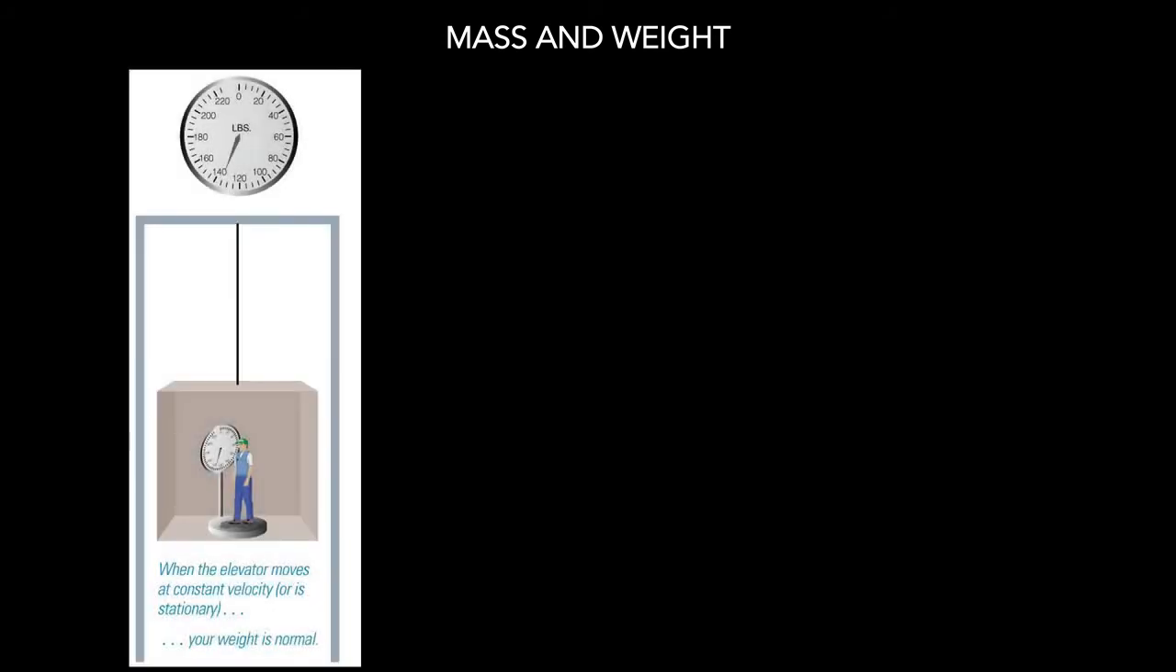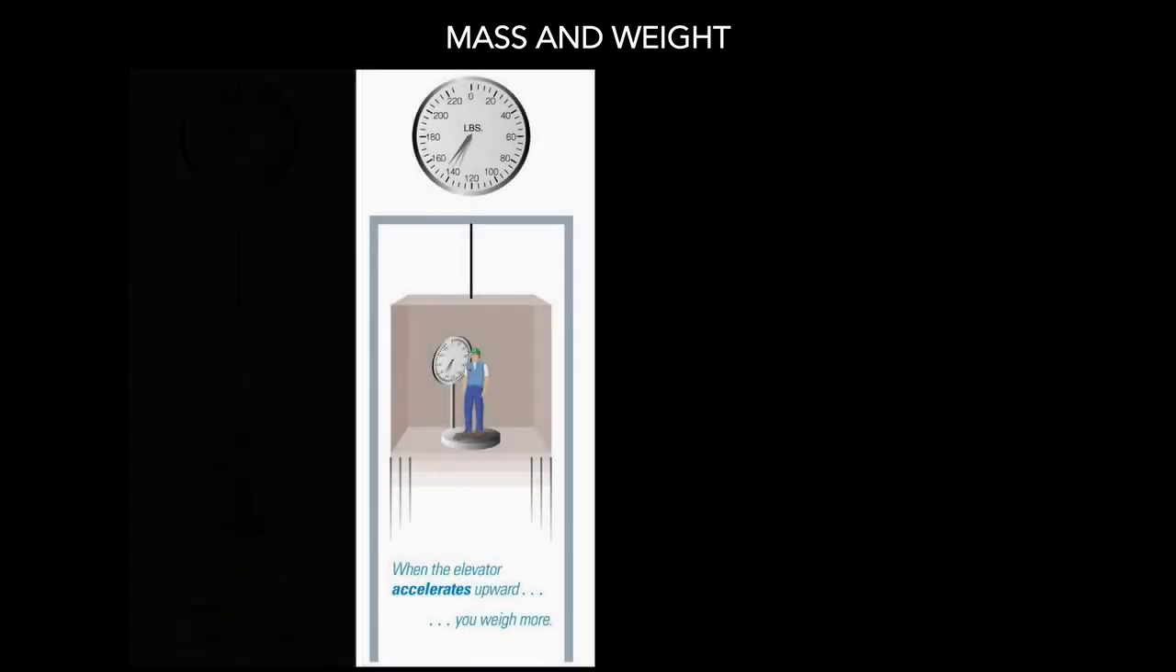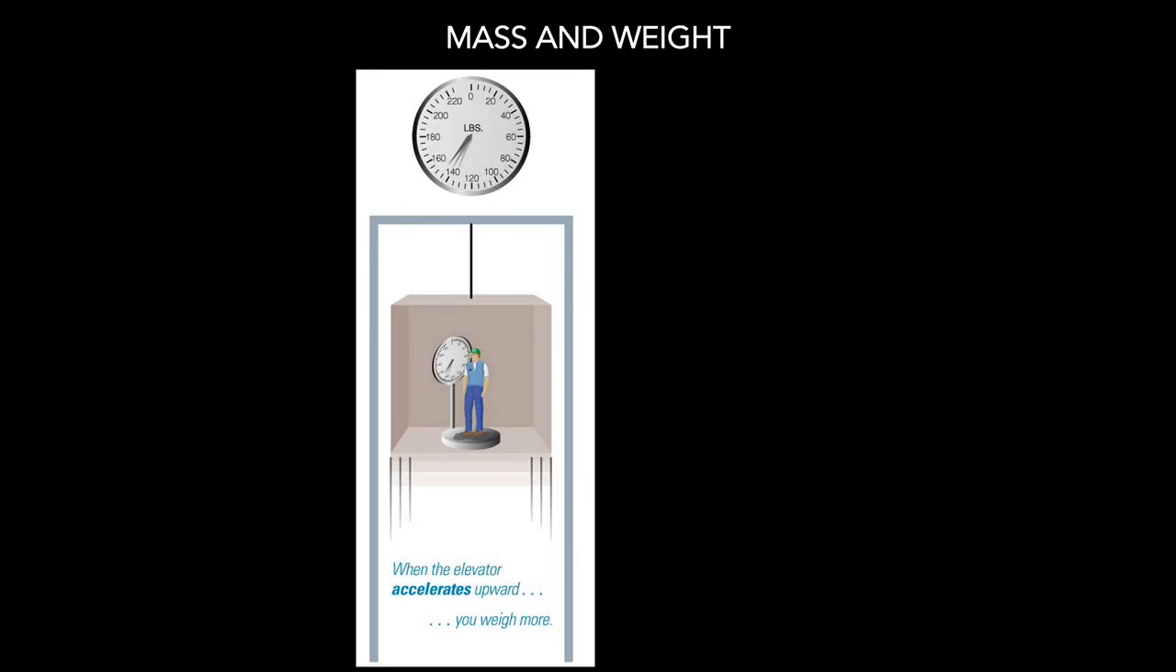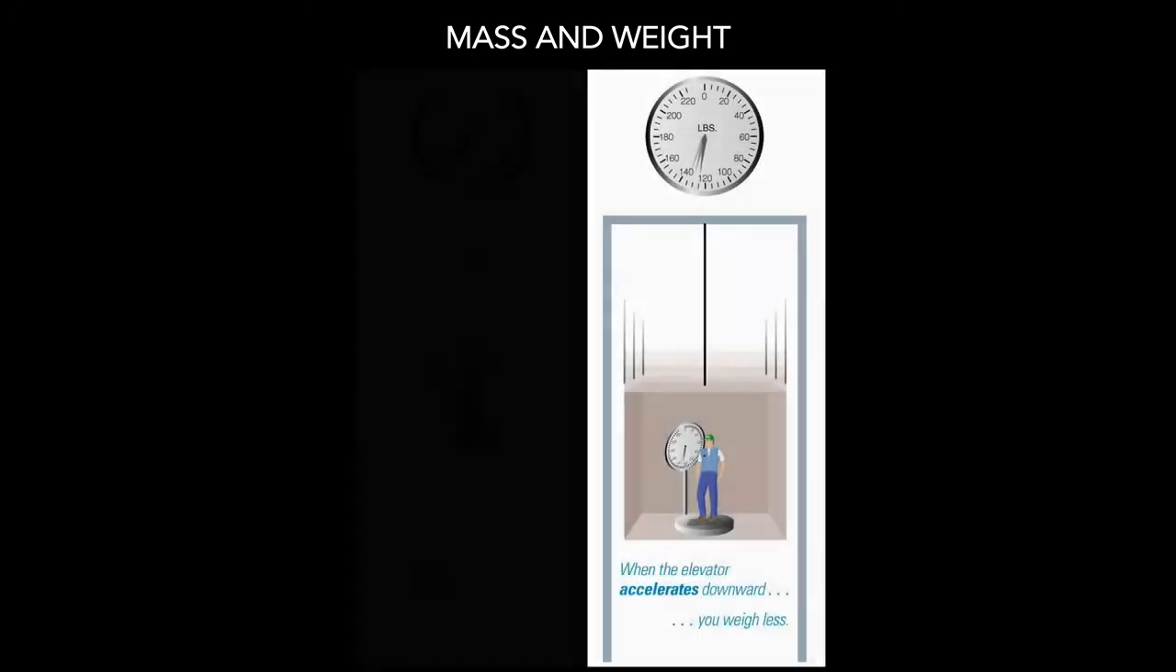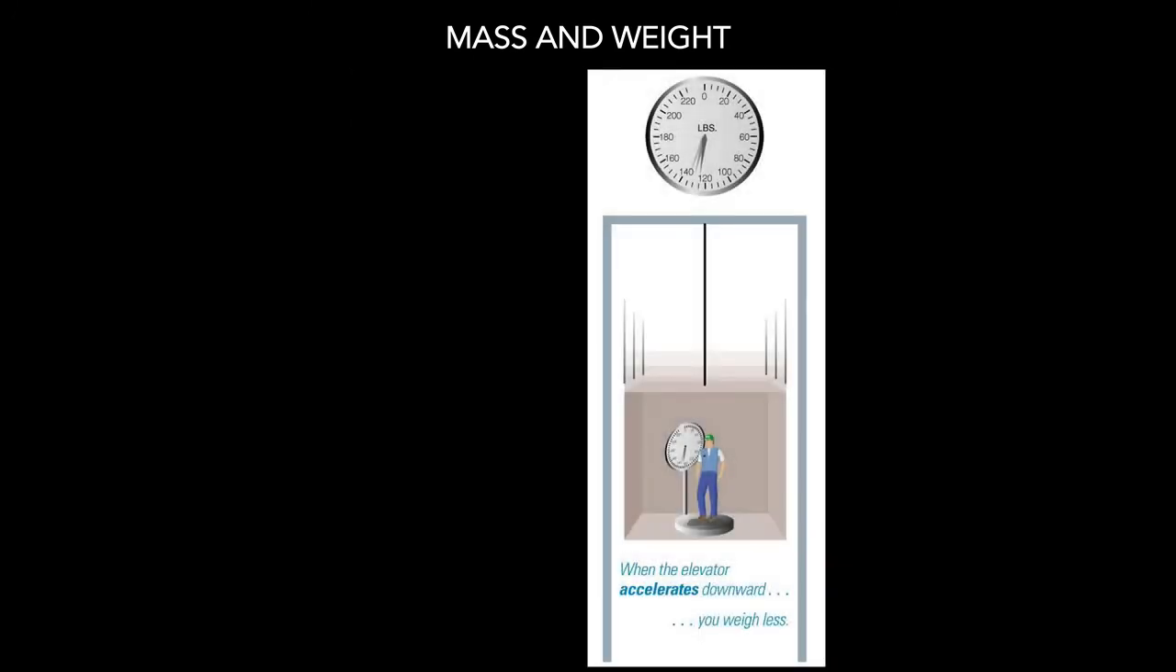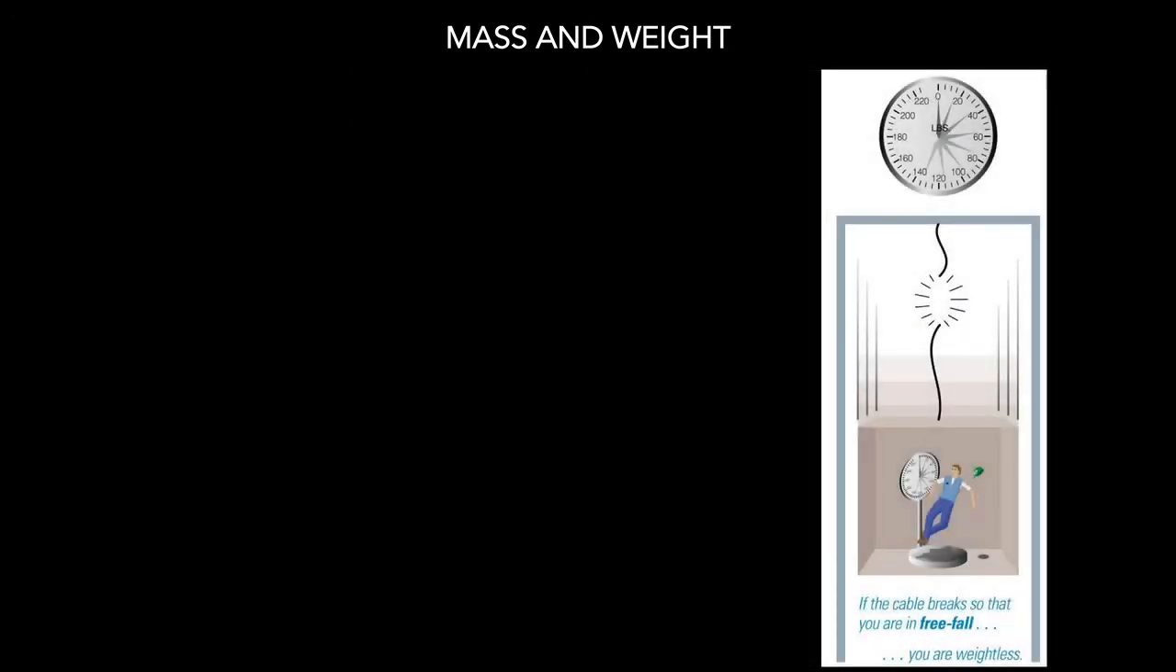We can gain further insight by thinking about a scale in an elevator. If the elevator is stationary or moving at constant velocity, the scale will show your normal weight because there are no forces besides gravity acting upon you. When the elevator accelerates up, you feel an additional force and the scale shows more than your normal weight. Downward acceleration means you will weigh a little less than normal. If the cable breaks so that you are in free fall, you and the scale would both accelerate downward at the same rate, so the scale would read 0, meaning that you would be weightless.